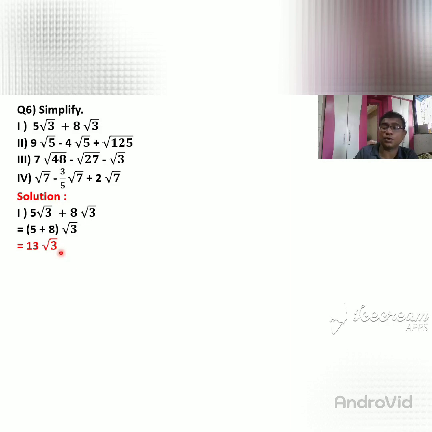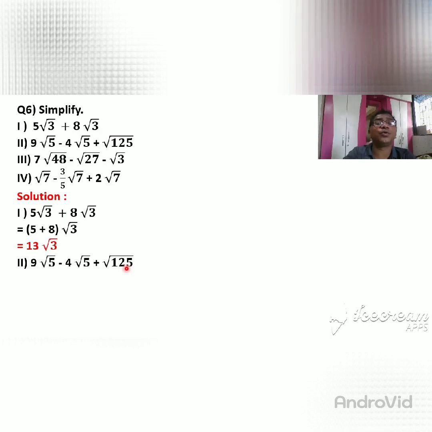Then we are going to learn problem number 2. So see, this is problem number 2: 9 root 5 minus 4 root 5 plus root 125. Observe this problem. If you observe it, what do you see here? The surd here is root 5, and the surd here is root 5. But the surd here is not root 5. Here is 125, so the number 125 is given.